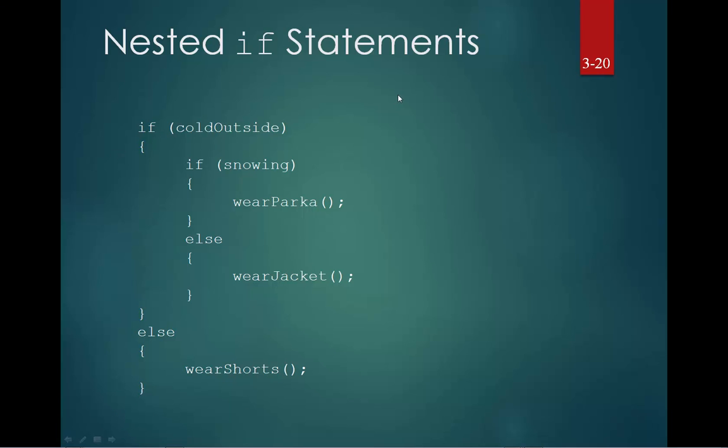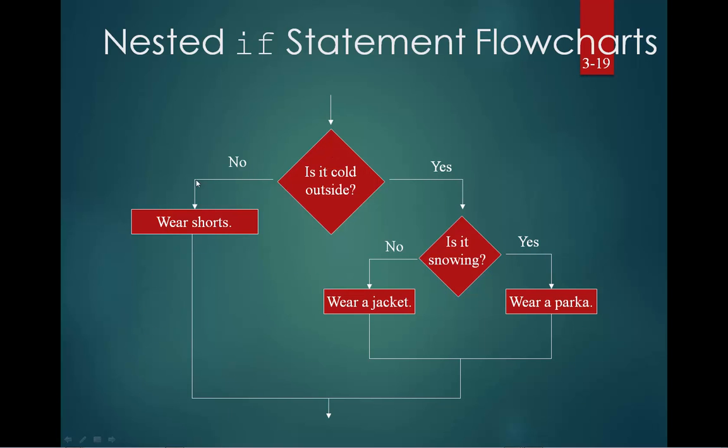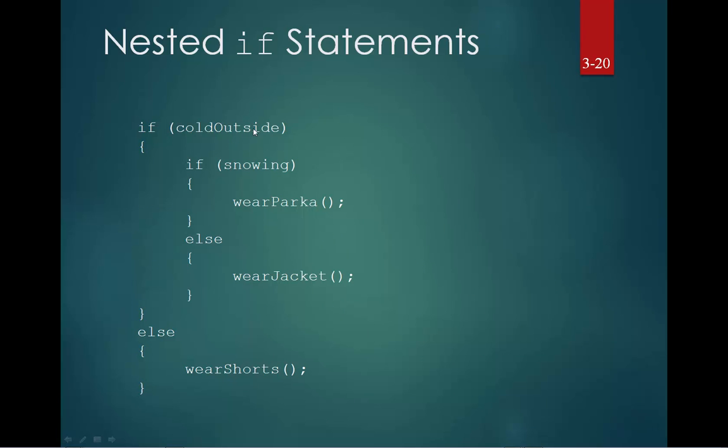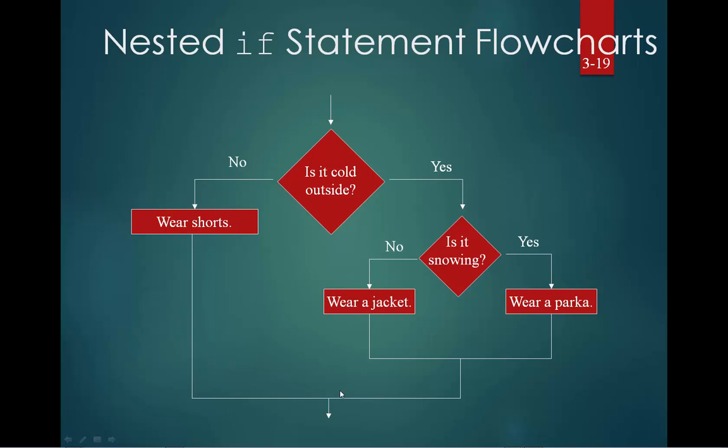I'm going to look at each path through this code by going back and forth between the code and the flowchart. So let's do this leftmost path first through the code. If it's cold outside is false, we skip this entire block of code, or I should say we look for the else condition, which executes if the condition is false, and we execute that block of code. So we wear shorts, and then we go on with the rest of the program. That's this leftmost path.